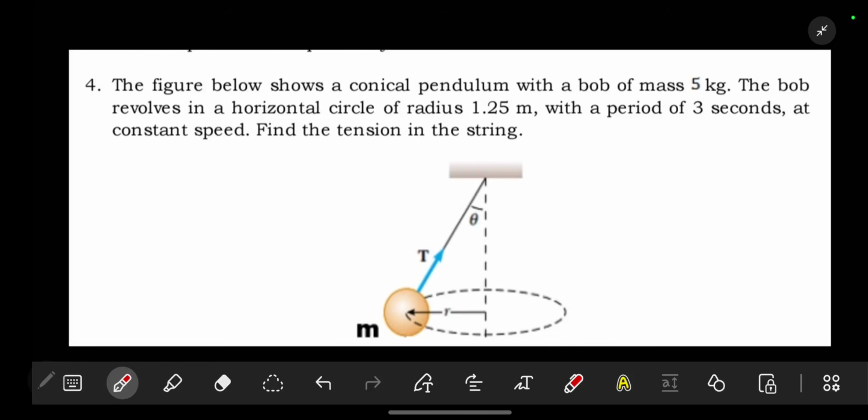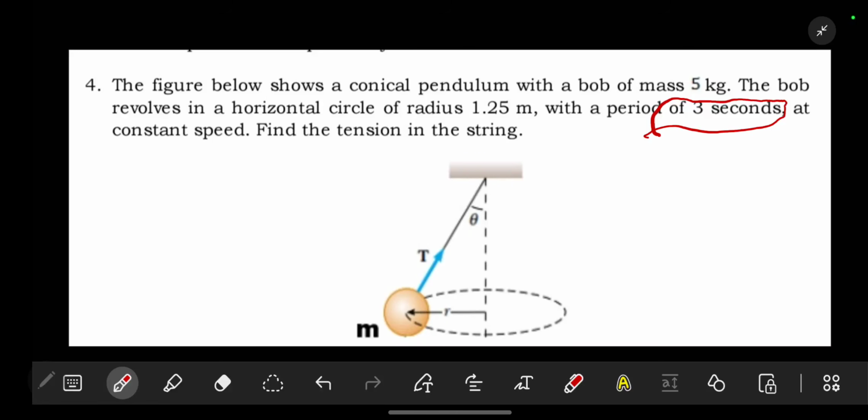So we have this one. The figure below shows a conical pendulum with a bob of mass 5 kg. The bob revolves in a horizontal circle of radius 1.25 with a period of 3 seconds at a constant speed. Find the tension in the string. Now immediately they give you the period, just so you know, anything that has to do with the velocity or the angular velocity is very important.